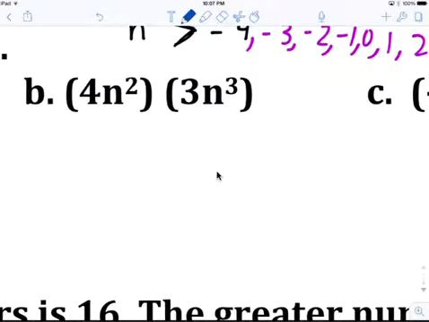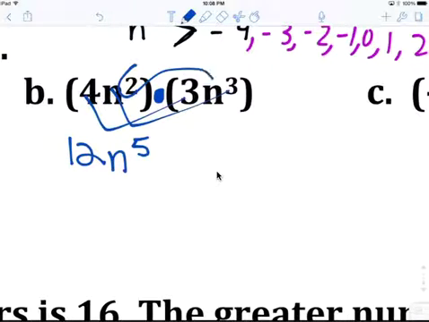So here, this is multiply. You would multiply these two, you get 12. You add these two, because the bases are the same, n to the fifth. 2 plus 3 right there.